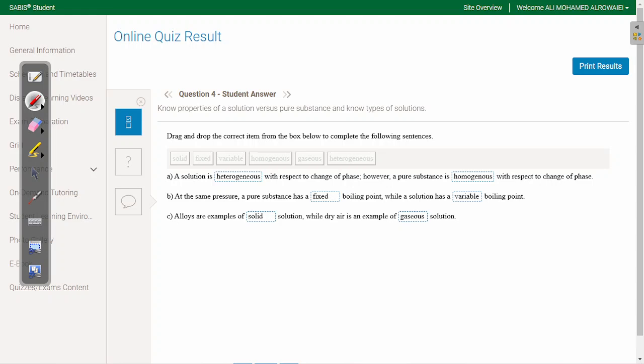Okay. At the same pressure, a pure substance has a fixed boiling point, while a solution has a variable boiling point. Yes, the pure substance will always have the same boiling point at the same pressure, but with a solution with salt in it or whatever, it will increase the boiling point or decrease it. Alloys are examples of solid solutions, just like I said before, while dry air is an example of a gaseous solution because air is a gas.